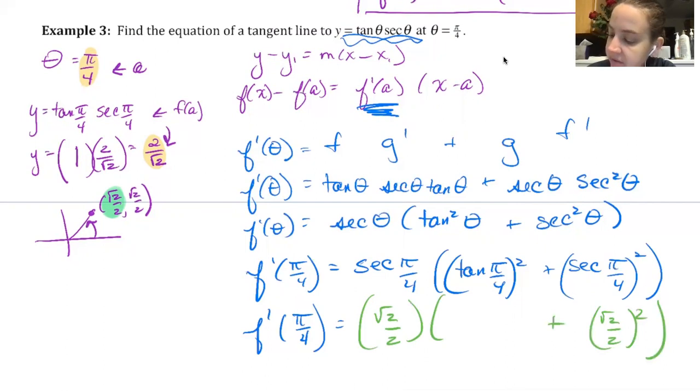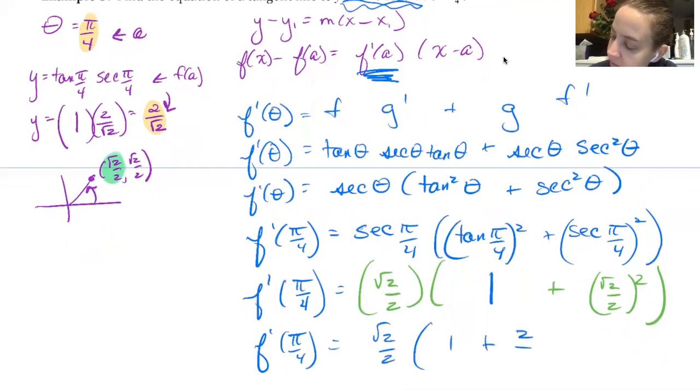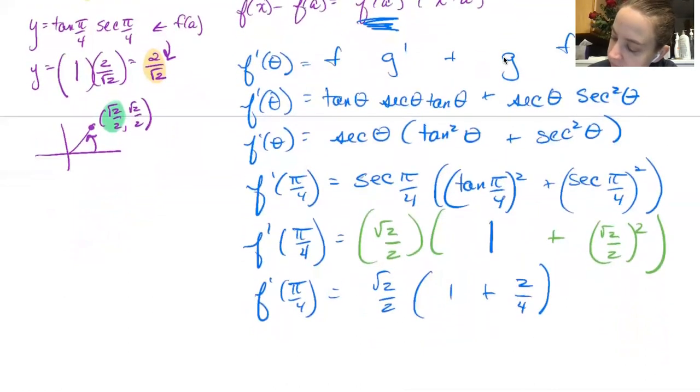Tangent, remember I goofed that one up the first time. Tangent is y over x. So y over x is root 2 over 2, root 2 over 2. This is all 1. Okay. Maybe you write smaller than I do. F prime of pi over 4 is equal to root 2 over 2, 1 plus root 2 over 2 squared. This is 2 over 4 is a 1/2. So 1 plus 1/2 is 3/2. So this is 3/2.